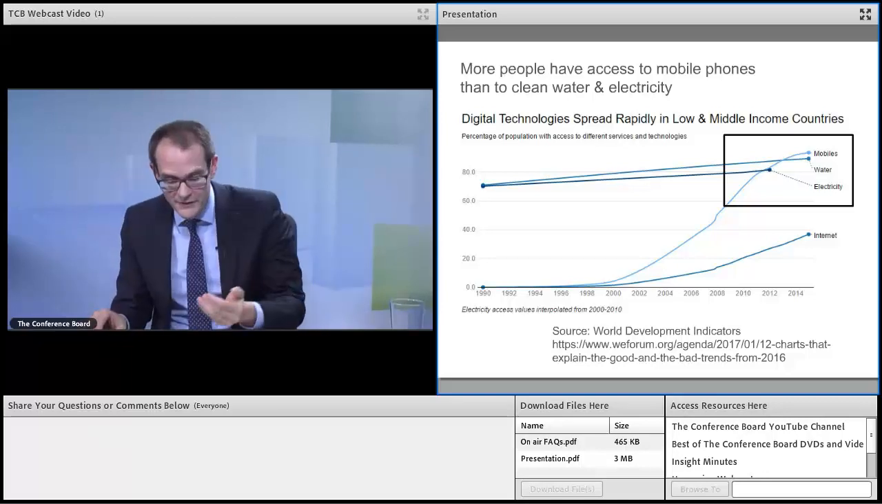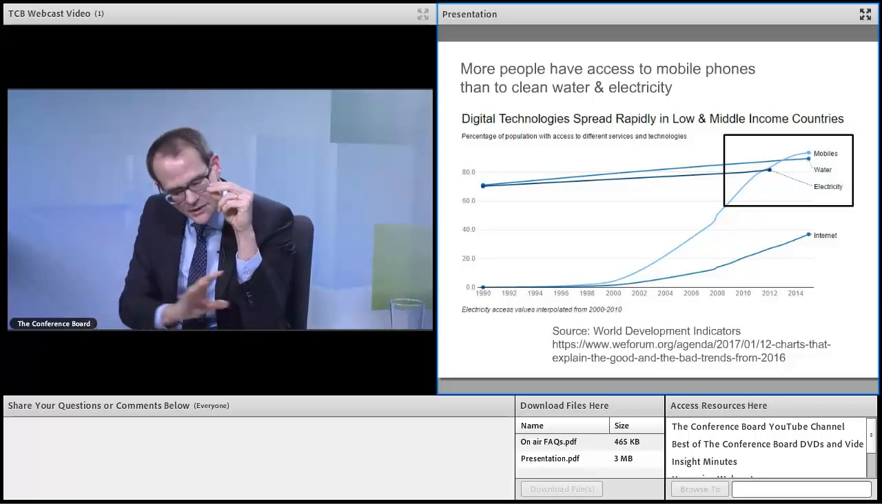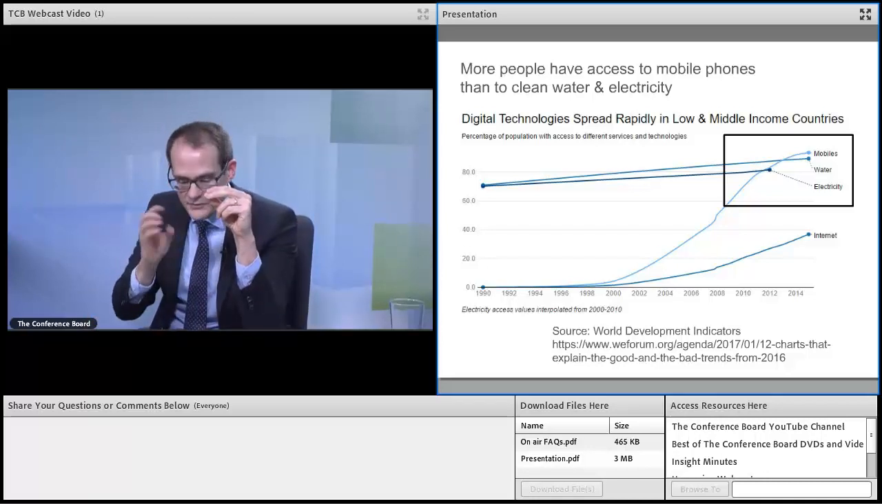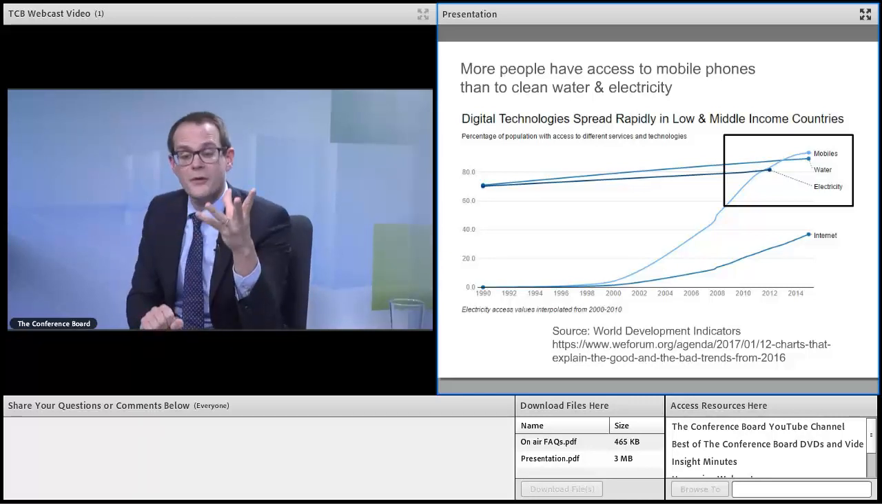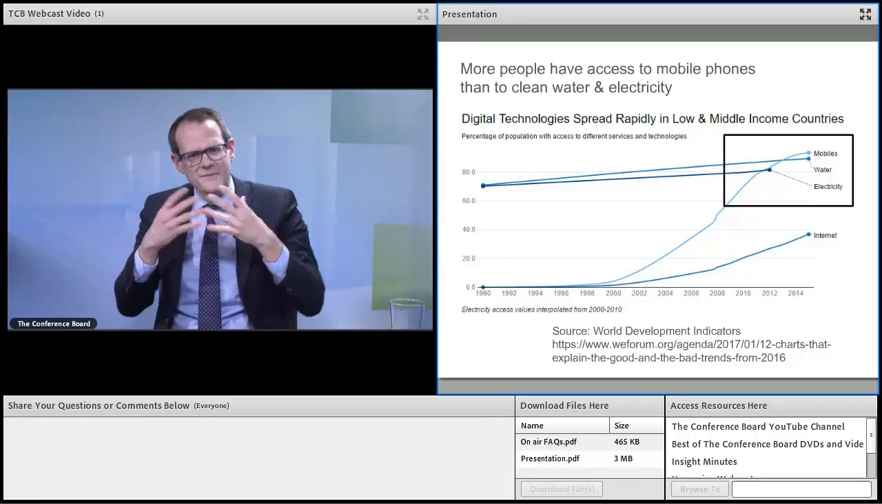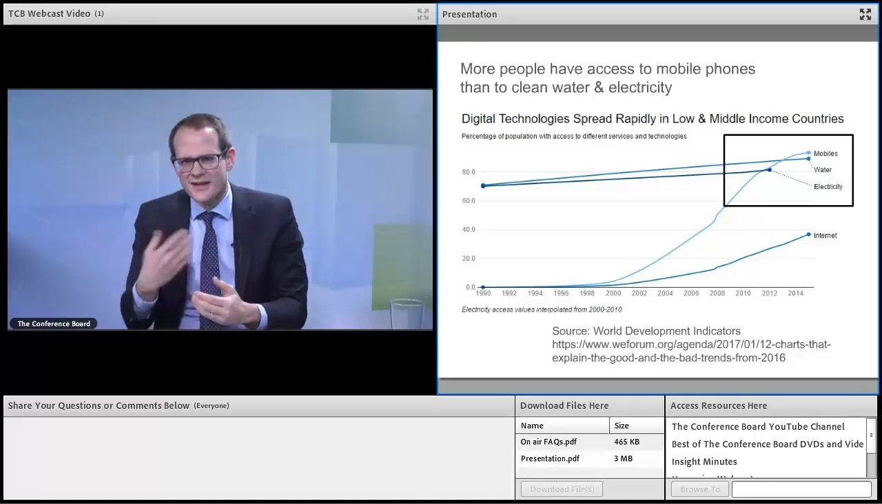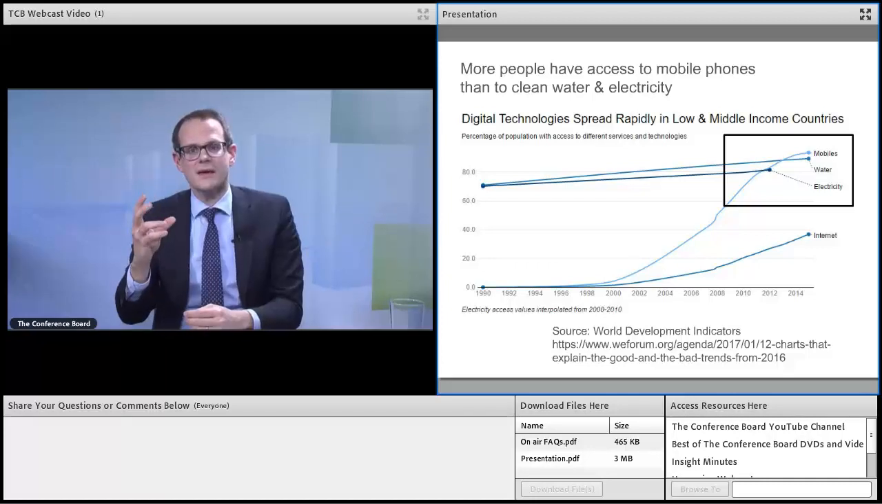This is one example from the world development field. It shows in clear development, boom, that there was a threshold in 2012, where more people had access to mobile phones than to clean water and electricity, which is in itself a powerful fact. And from there you can make your conclusions. But this one would stick as well.